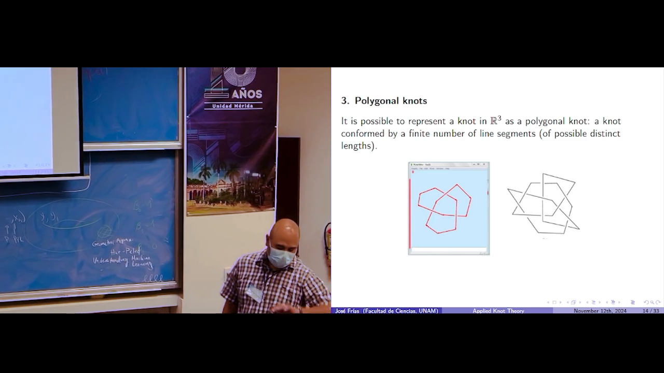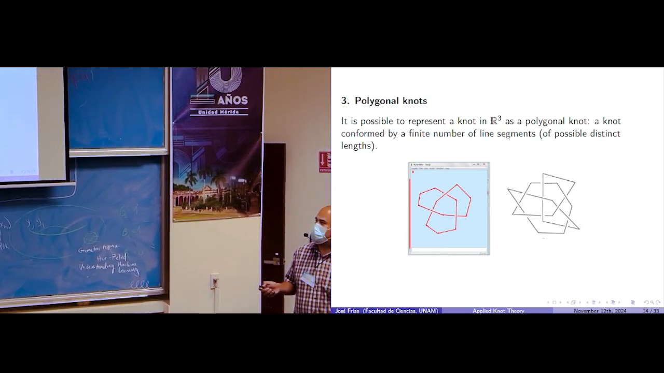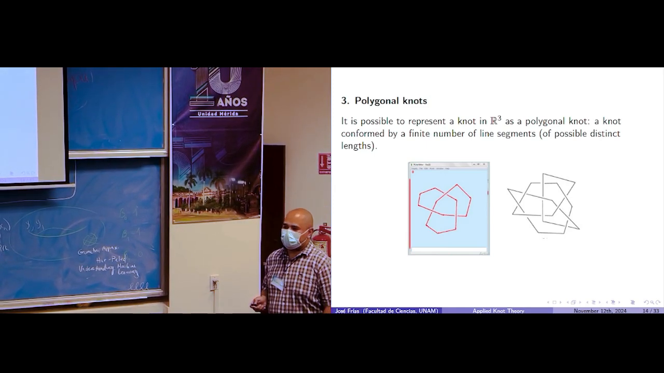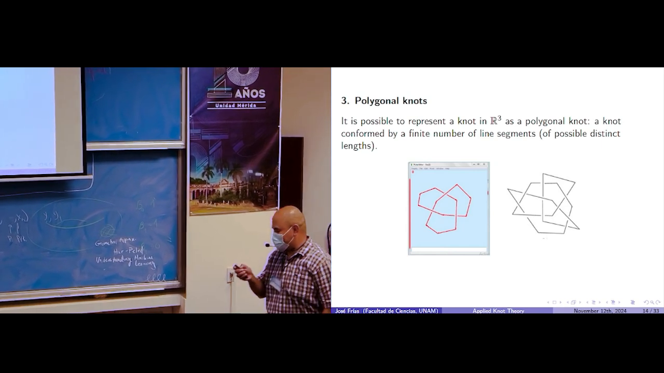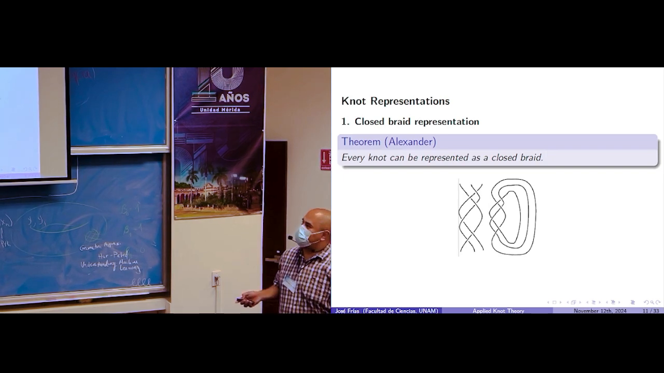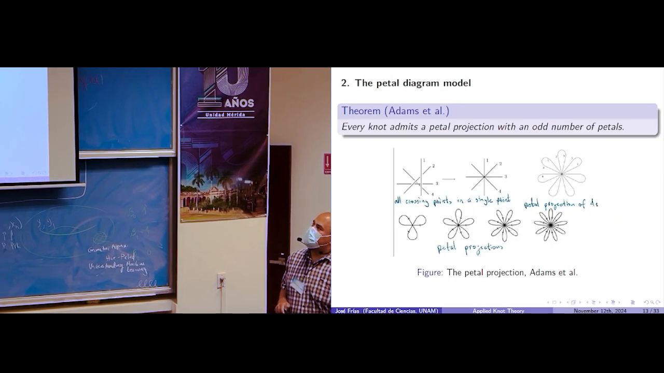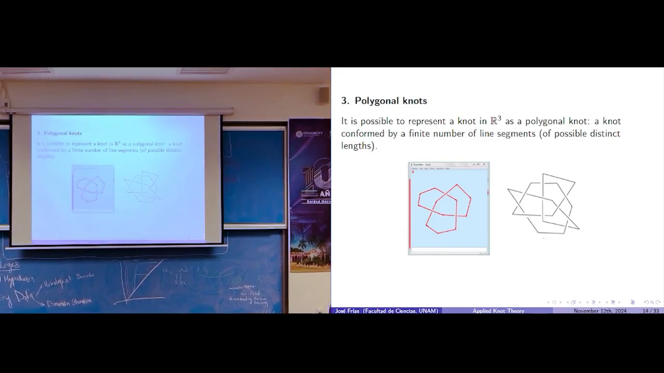So we have three models. Which one do you consider is better to represent the circular DNA molecule? So we have a braid representation. We also have this petal diagram, and we have a polygonal knot. Which one?